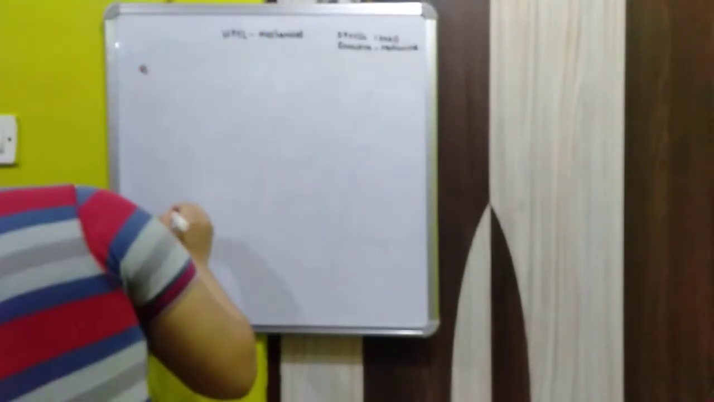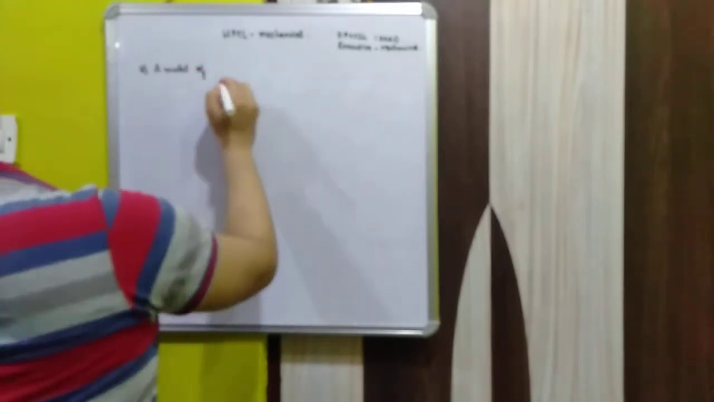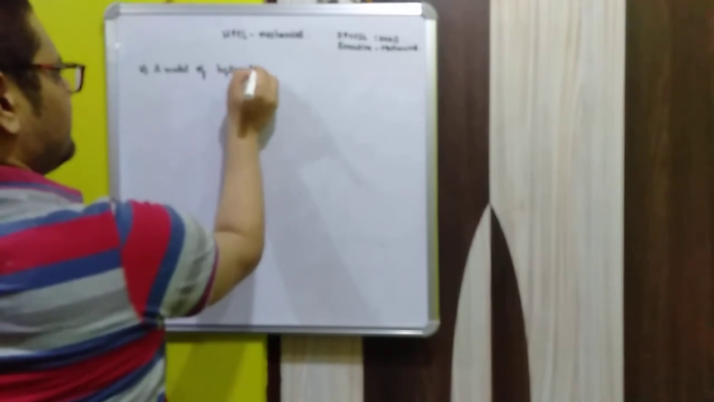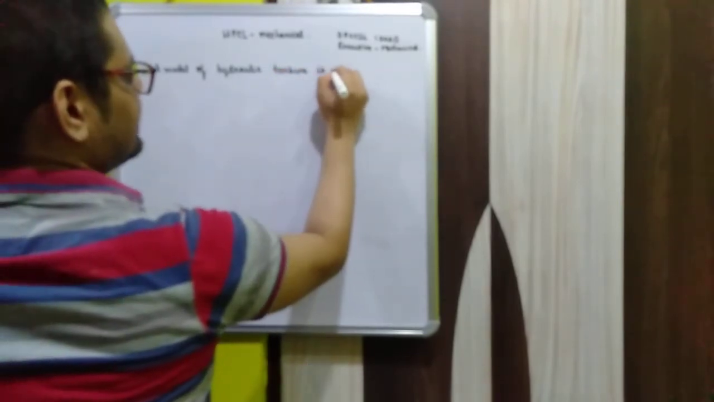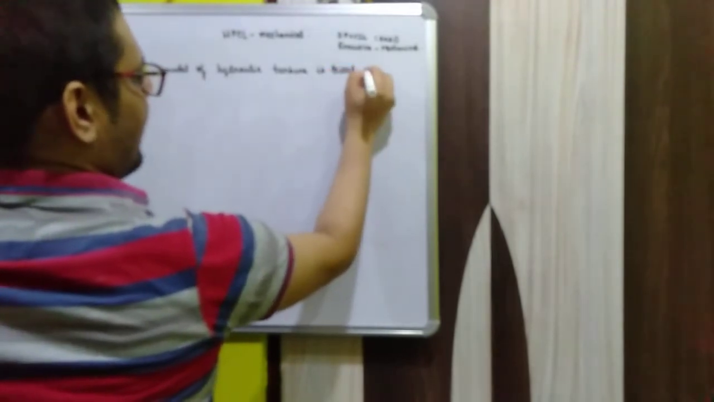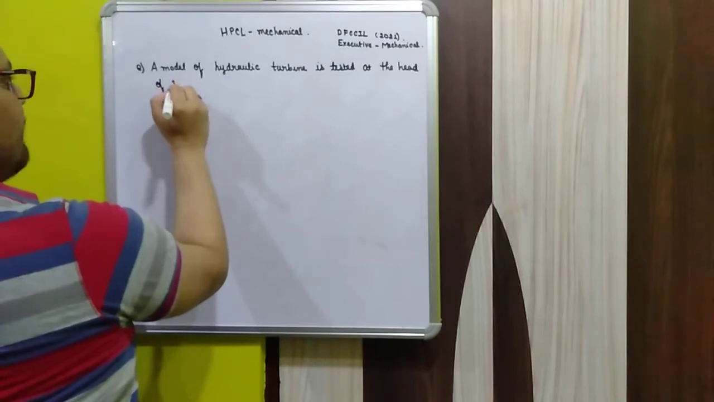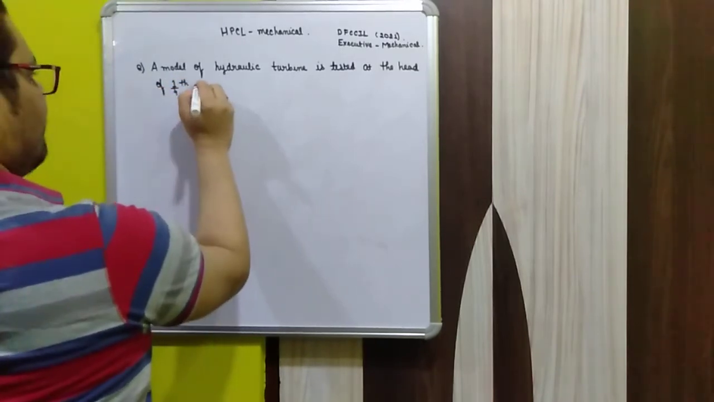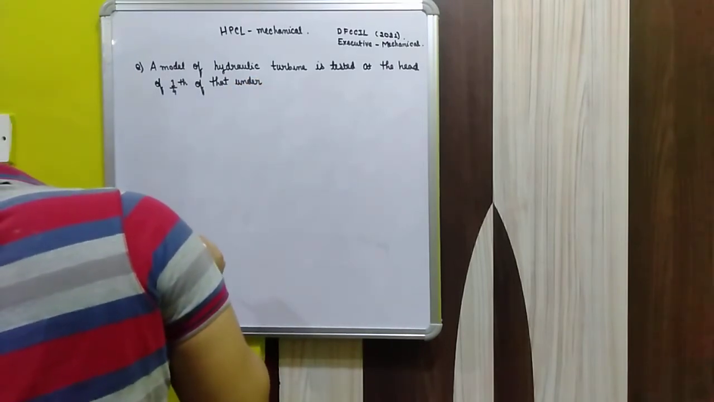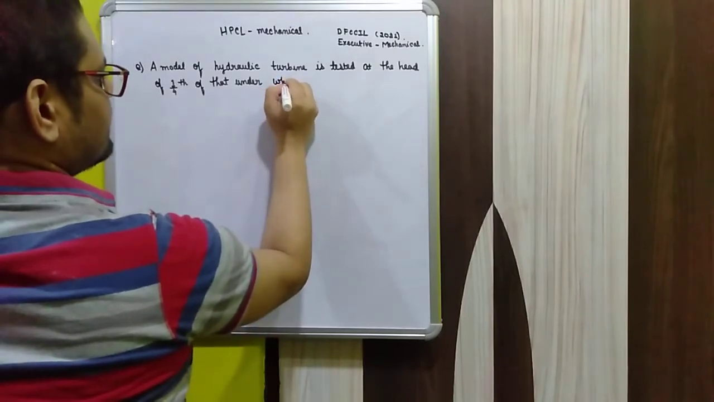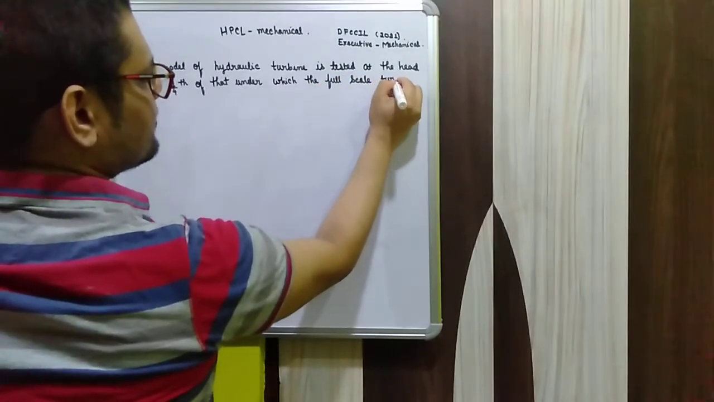The question is: a model of a hydraulic turbine is tested at the head of 1/4 of that under which the full scale turbine works.